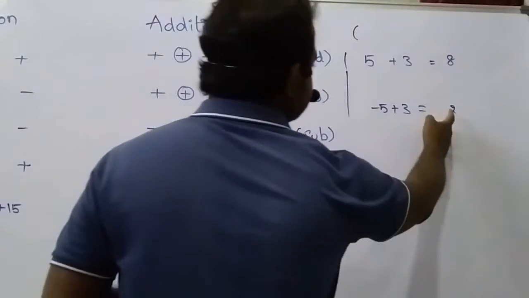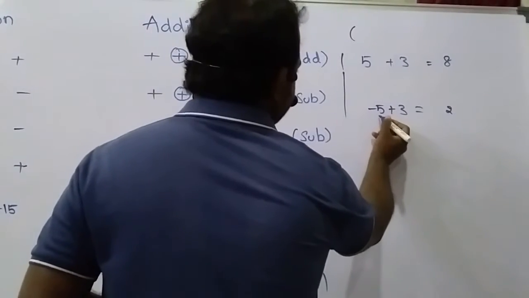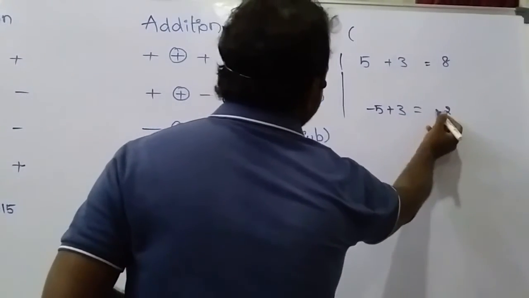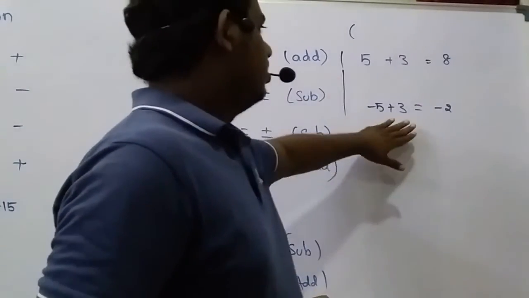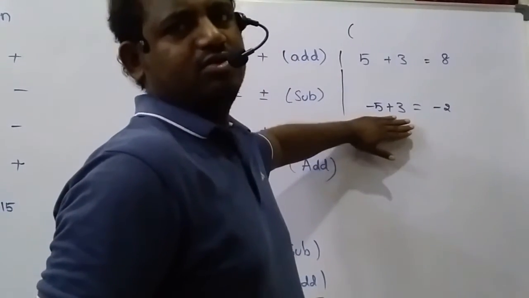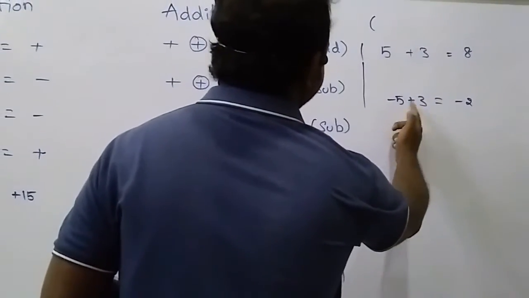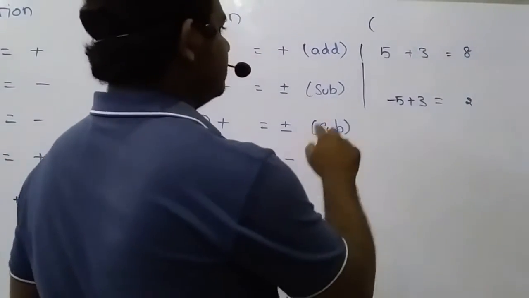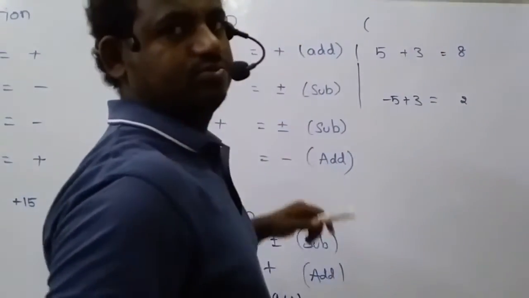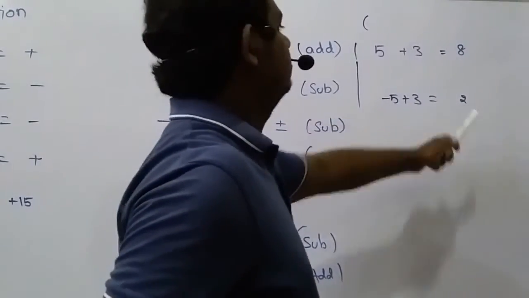Now before this 2, what sign do we have to take? The larger number's sign. Here the larger number is 5. 5 has minus. So the result is minus 2. Most students have a problem in these cases. They are subtracting correctly, but they are not taking the minus. They simply say minus 5 plus 3, what is the result? 2. Out of 5 students, 3 students say it like this only.